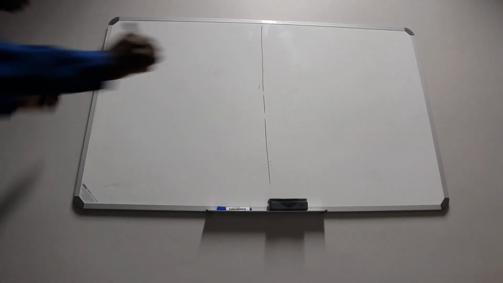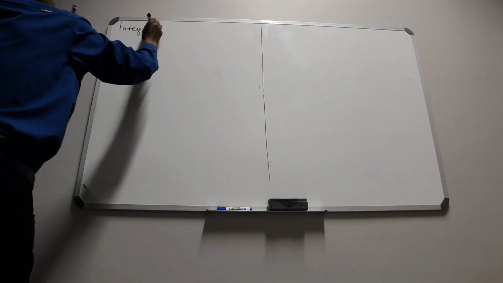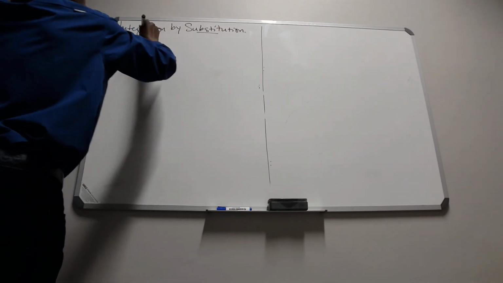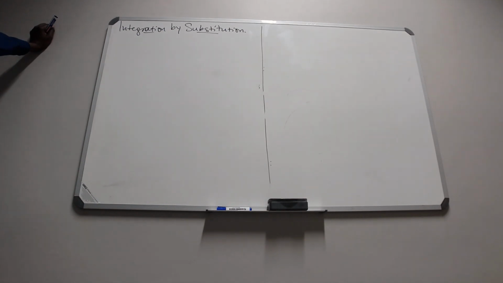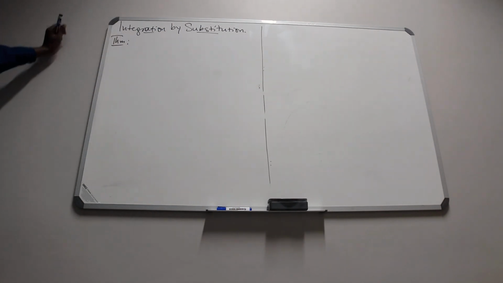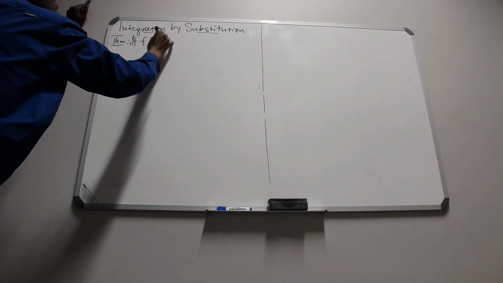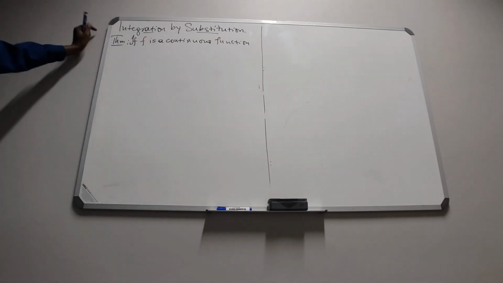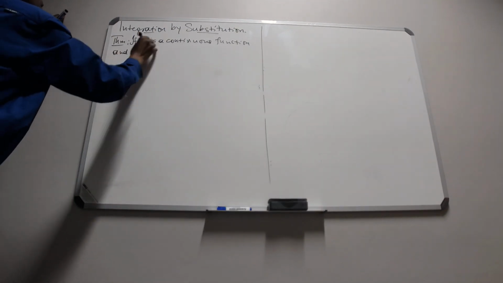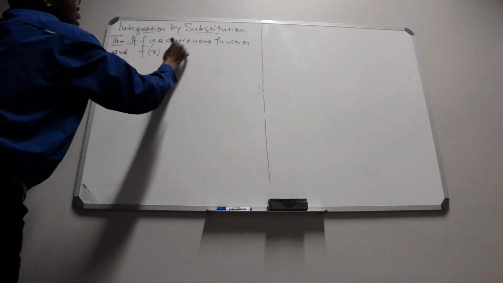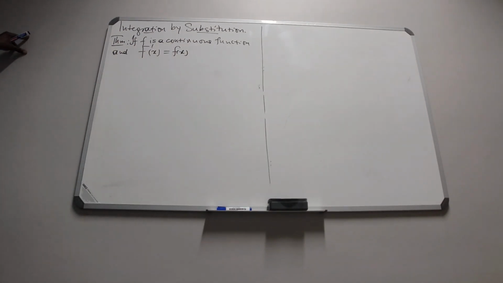We now look at what we call integration by substitution. This is closely related to the chain rule, as we discussed, as you have seen. So, it's a theorem. We are saying that if f is a continuous function and capital F prime of x is equal to small f of x. In other words, this is an antiderivative of small f of x.